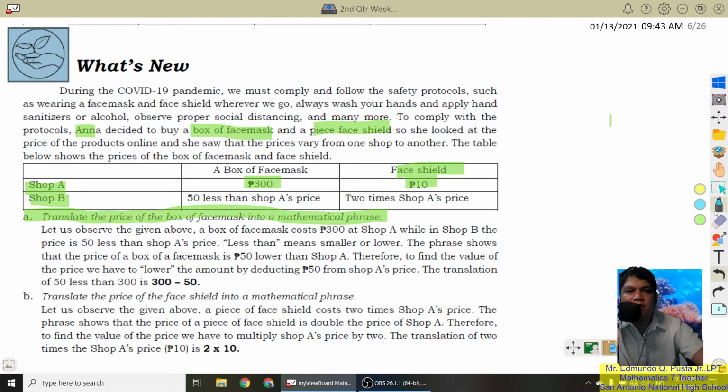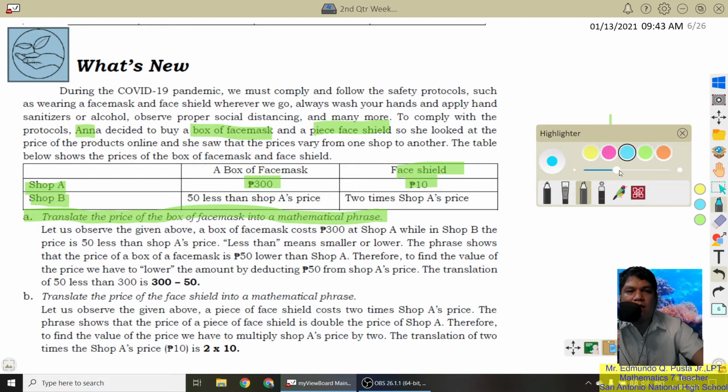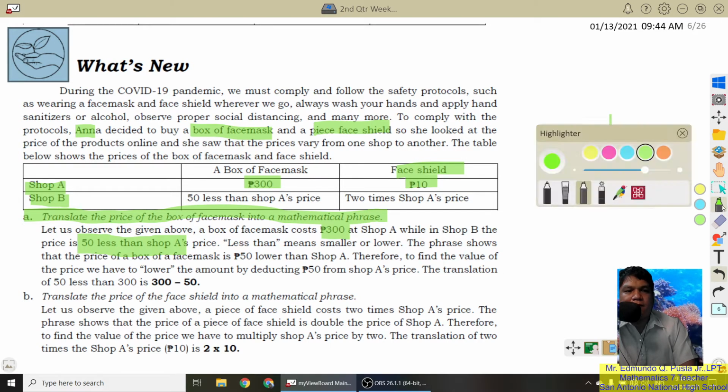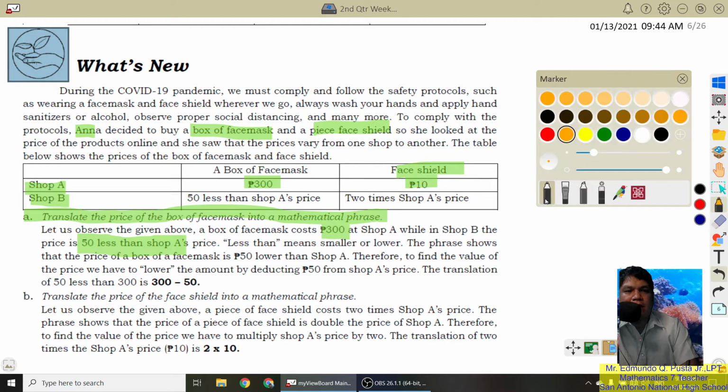Hanapin daw ang presyo. Presyo ng face mask. Hanapin ang presyo. So, let us observe the given. A box of face mask costs 300 pesos in shop A, while in shop B it is 50 less than shop A's. So, therefore, from here, ayan, from here.